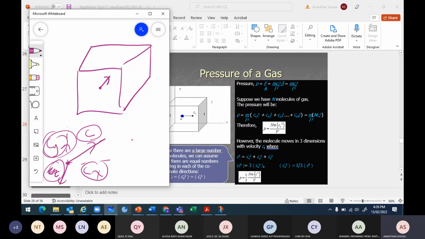Let's say we don't go for Cz first. Let's say 2D, only 2D. In 2D, how is c related to cx and cy? C squared equals cx squared plus cy squared, right? Sorry, that's 2D. If it's 3D, c squared is what? Cx squared plus cy squared plus cz squared, right? The three components squared should give c squared, for 3D.